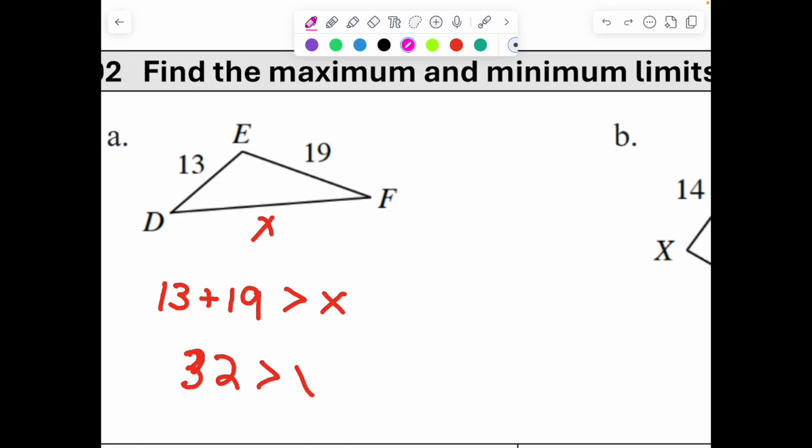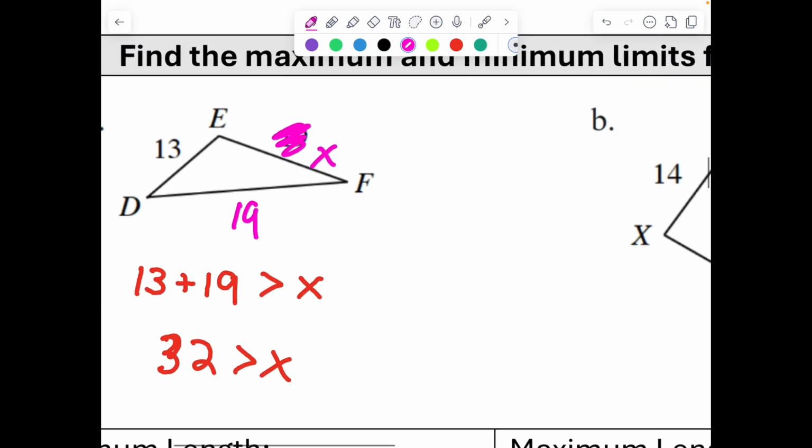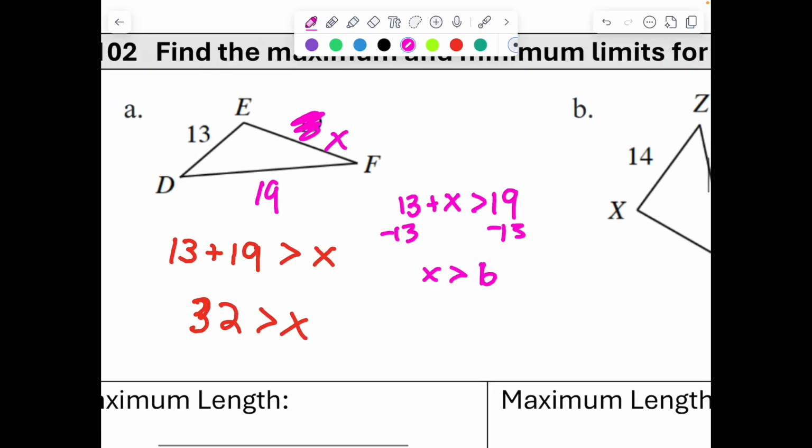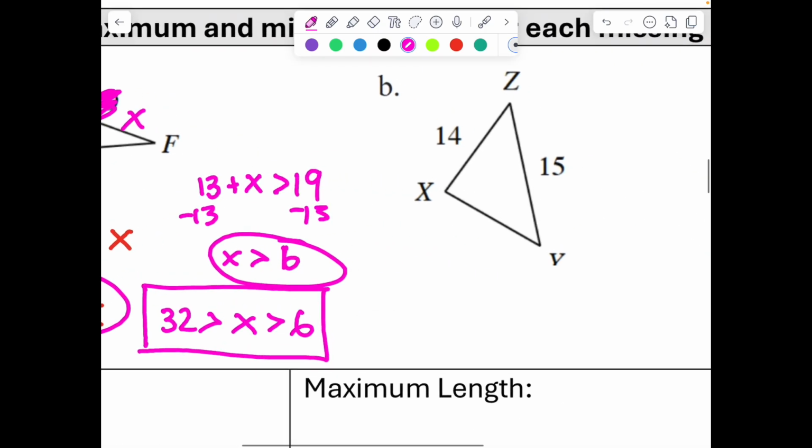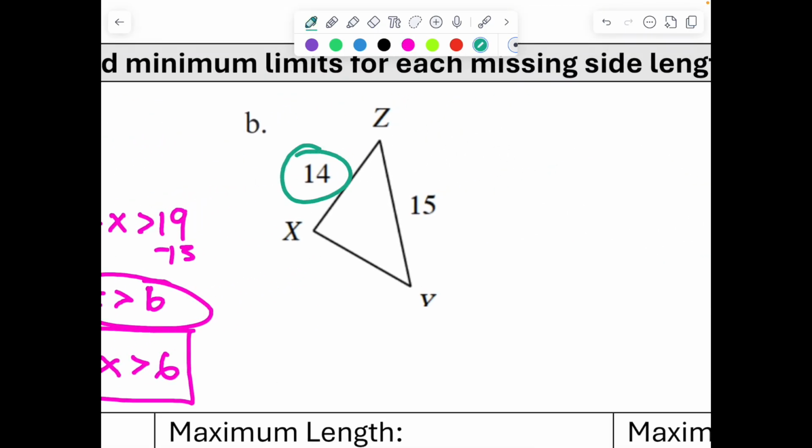But what if 19 was the largest side? Right, so let's move this 19 over here and make that x. Now 13 and x have to be greater than 19. So if we subtract 13 from both sides, x has to be greater than 6. So here are the limits: x has to be greater than 6, but less than 32. Those are the options for that triangle.